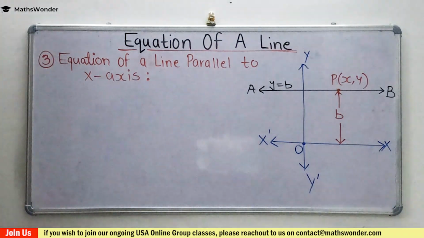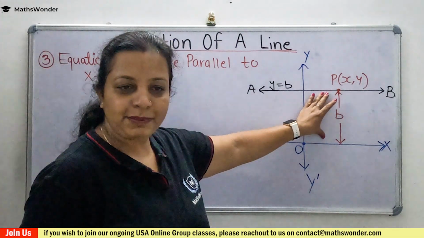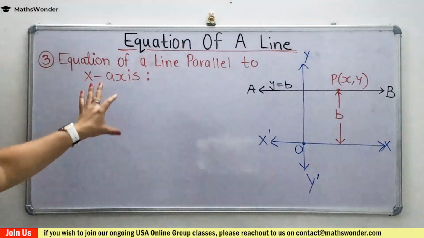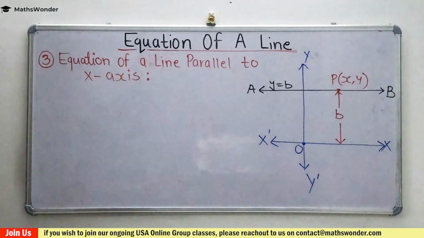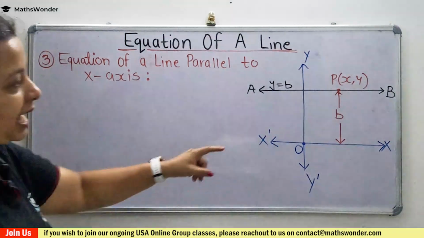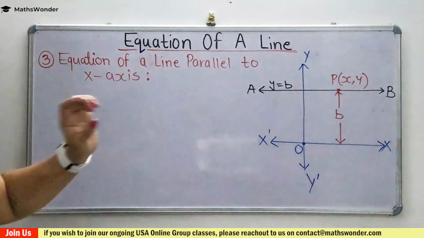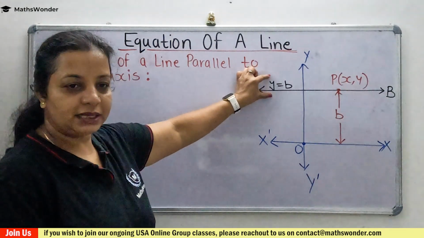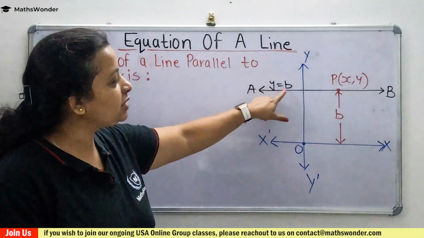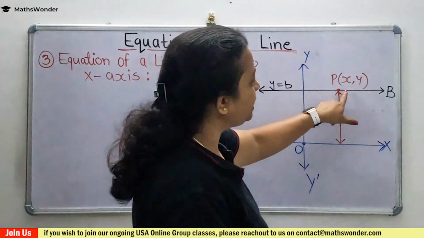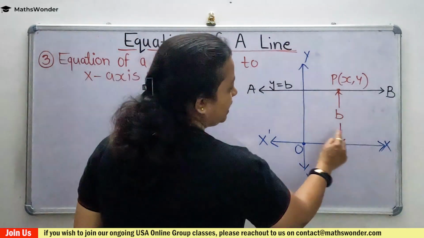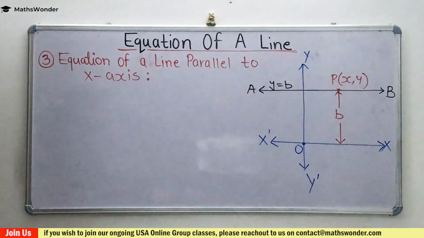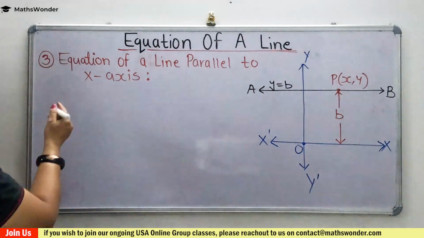So what will happen then? Clearly the ordinate of each point of AB is b, for every point y is b, right? So if P(x, y) is any point on AB, then y is equal to b. What will be written here? y is equal to b, because in every point we have b. So how will you write it? The equation of a parallel line, what is the conclusion?